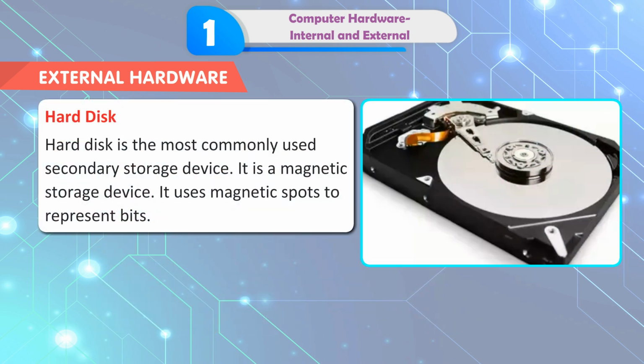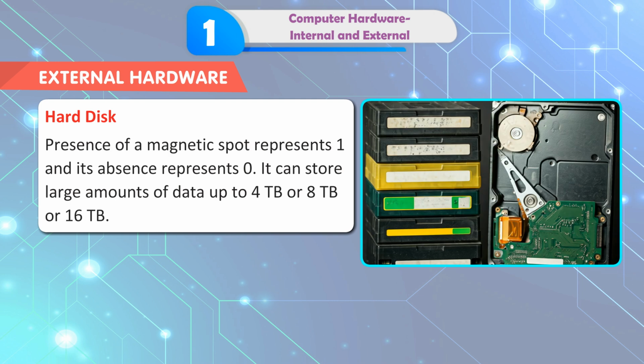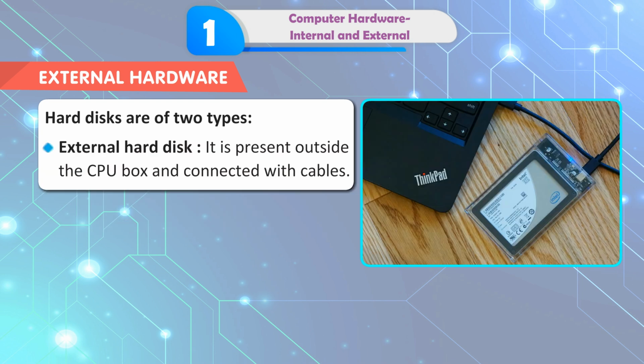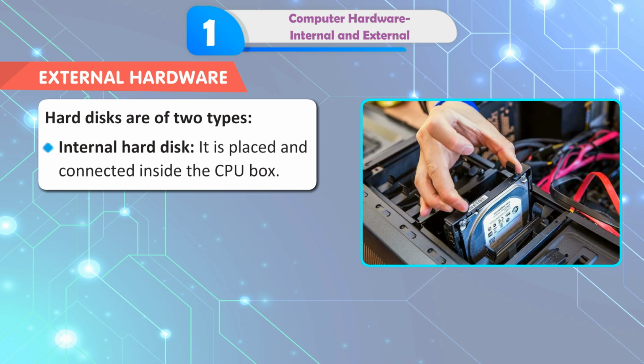Hard disk. A hard disk is the most commonly used secondary storage device. It is a magnetic storage device. It uses magnetic spots to represent bits. Presence of a magnetic spot represents 1 and its absence represents 0. It can store large amounts of data, up to 4 terabytes, 8 terabytes or 16 terabytes. Hard disks are of two types. External hard disk: it is present outside the CPU box and connected with cables. Internal hard disk: it is placed and connected inside the CPU box.